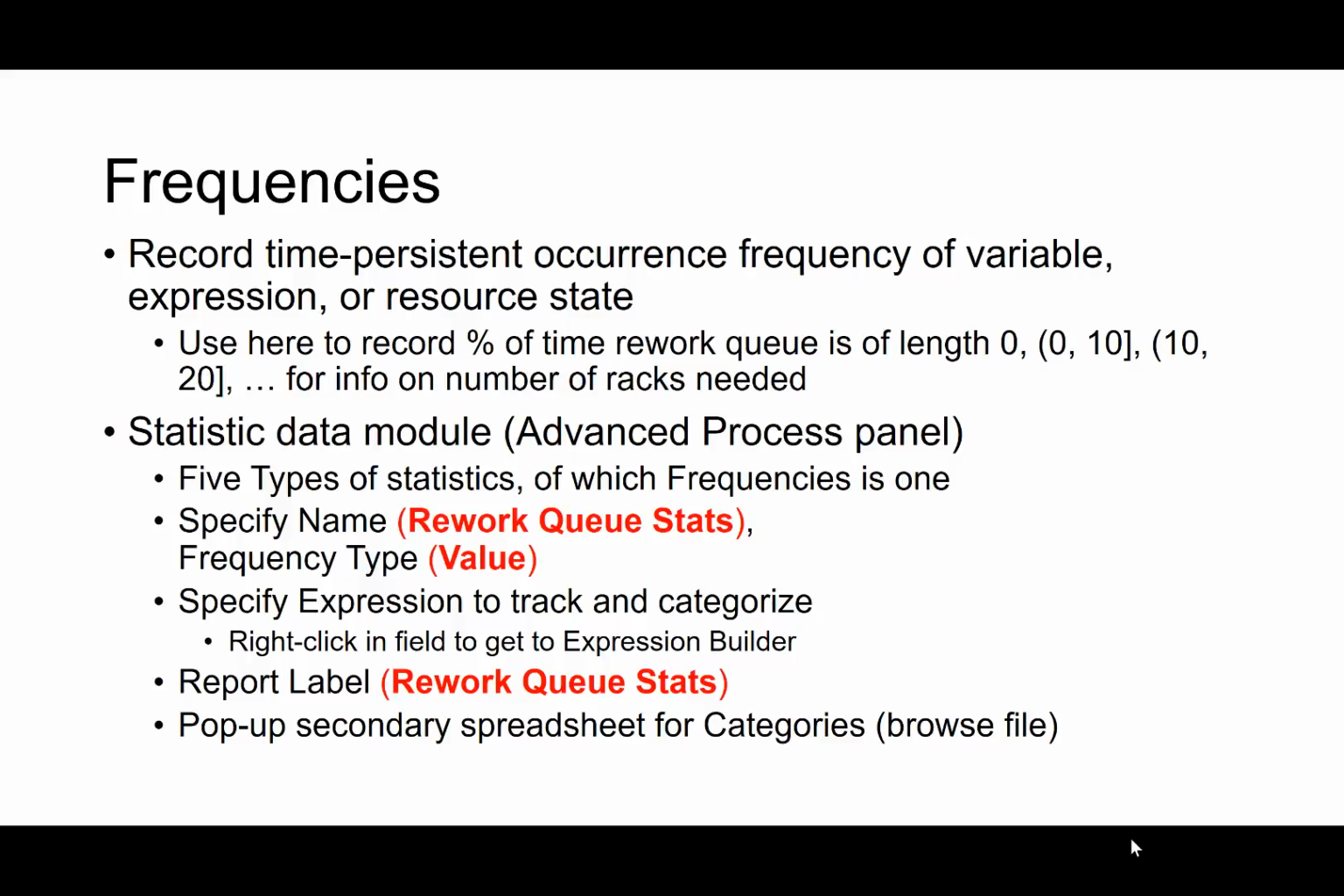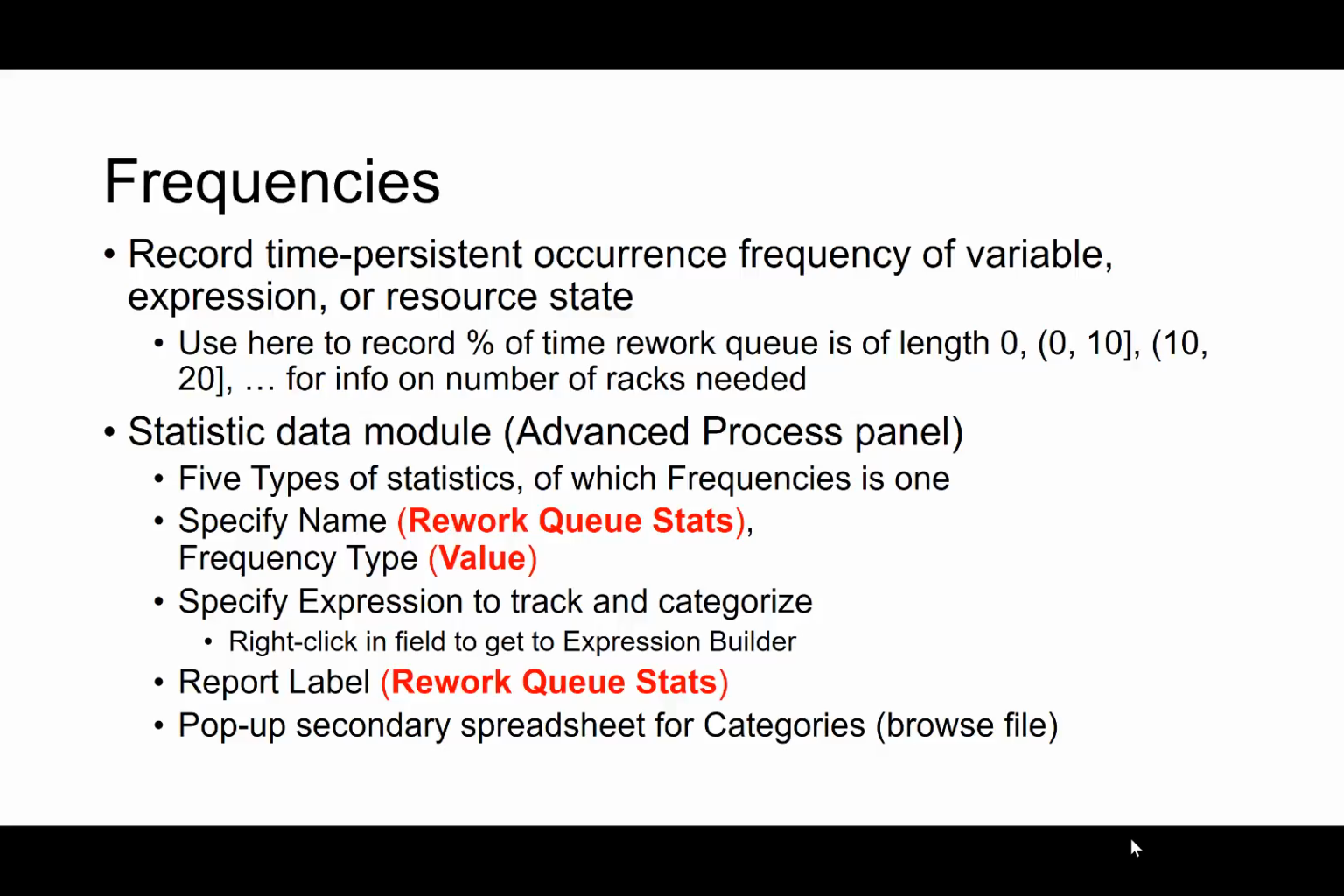Frequencies record the time-persistent occurrence frequency of a variable, expression, or resource state. So we'll use it here to record the percentage of the time the rework queue is of a given length. Since the racks hold up to 10, we want to know how many racks we need. So we can say 0 to 10, 10 to 20, 20 to 30, etc., and get an idea of how often we would have used this many racks if this is how many you were to purchase.